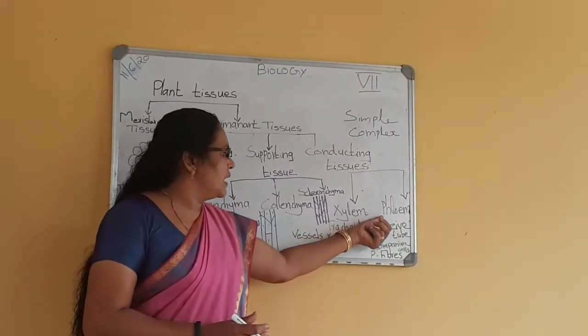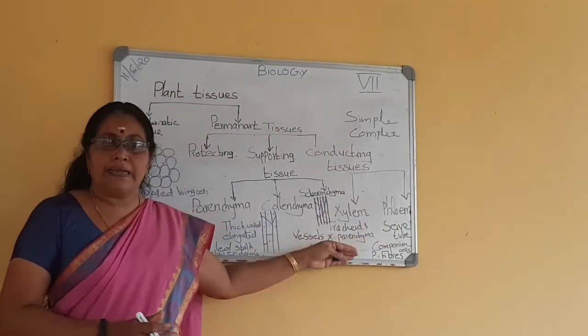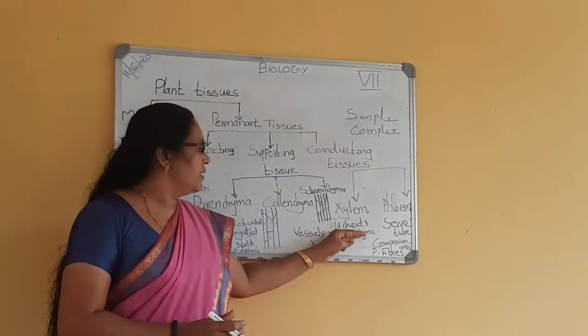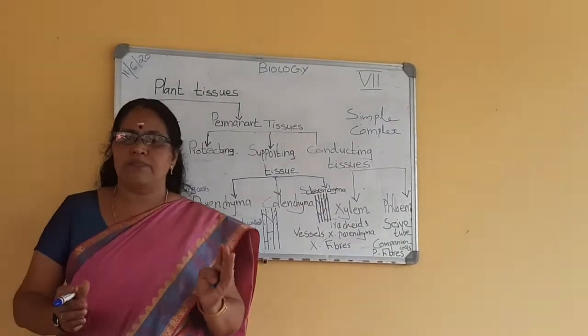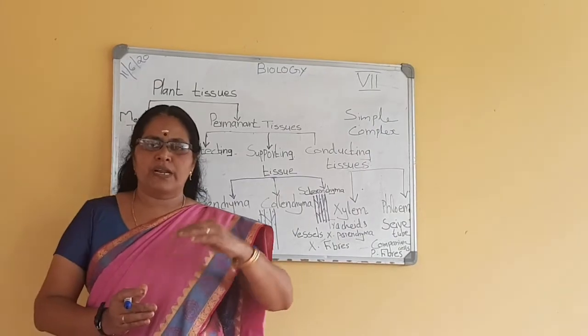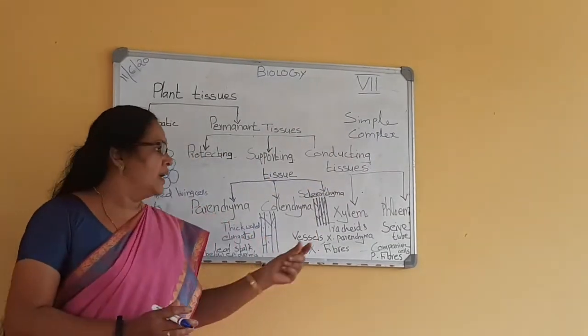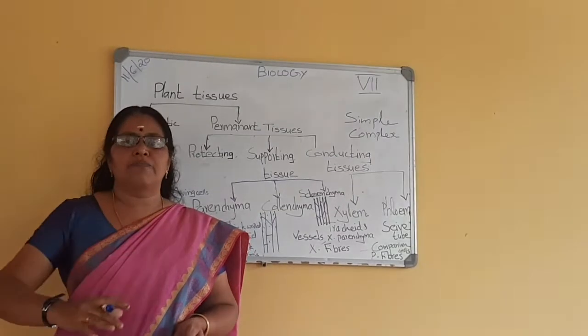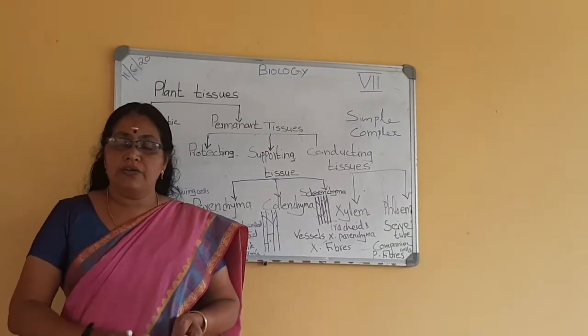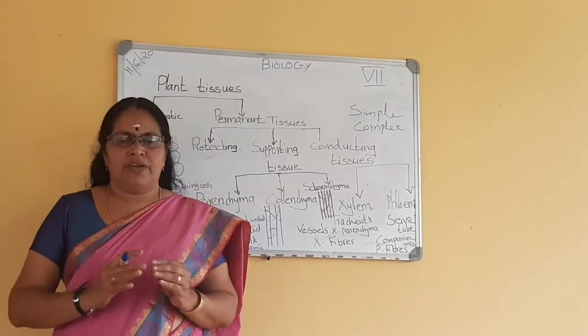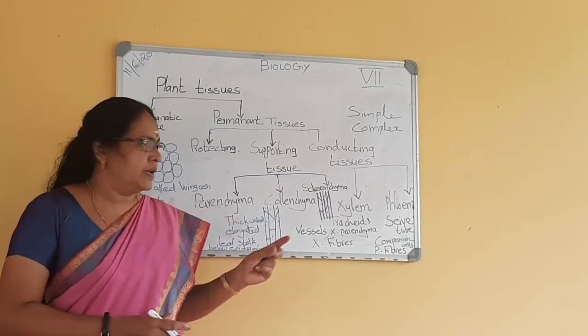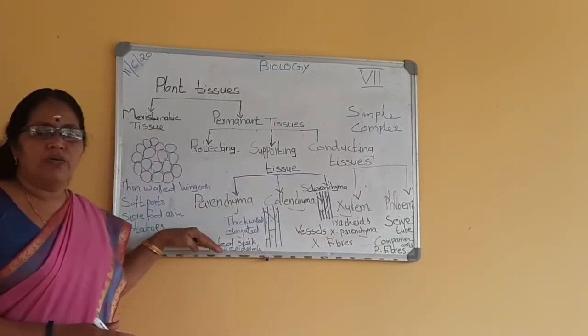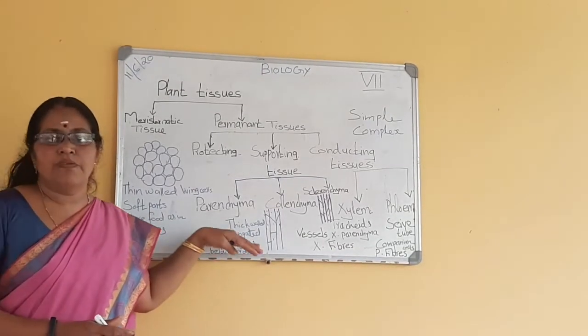So xylem and phloem are the conducting tissues. They transport the materials throughout the plant. Xylem transports water and minerals to upper parts of the plant, and the phloem transports food from the leaf to other parts of the plant. Downward transportation or sideways to all other parts of the plant. So these are all about the permanent tissues in plants.